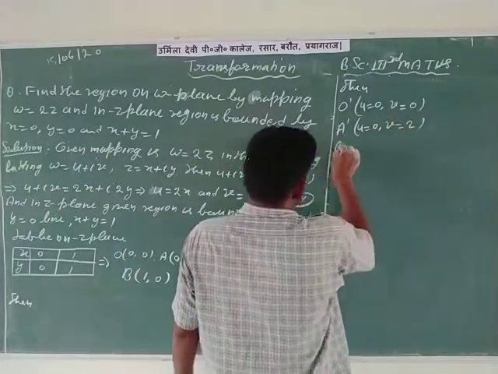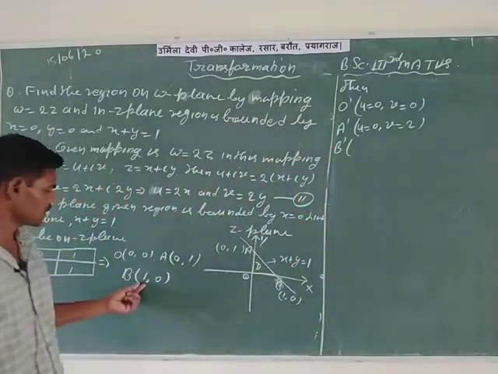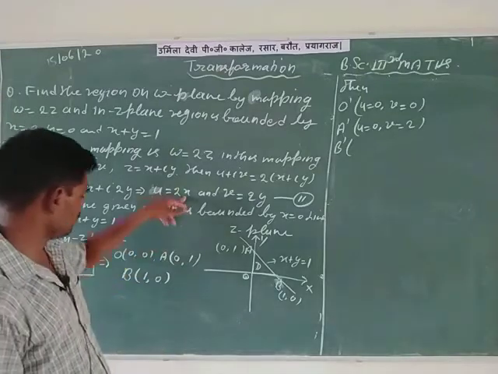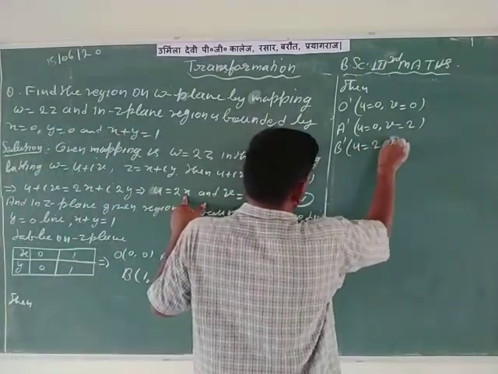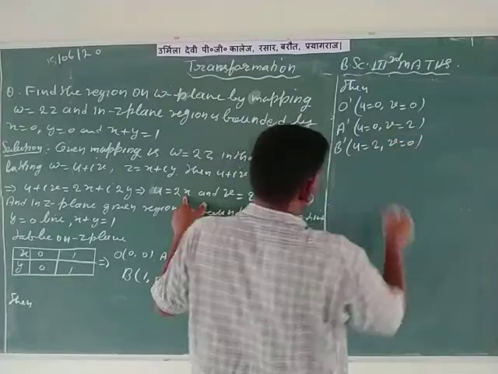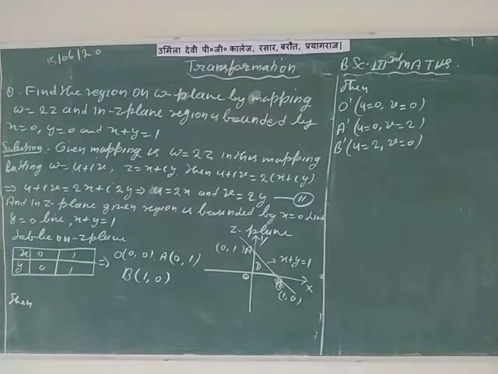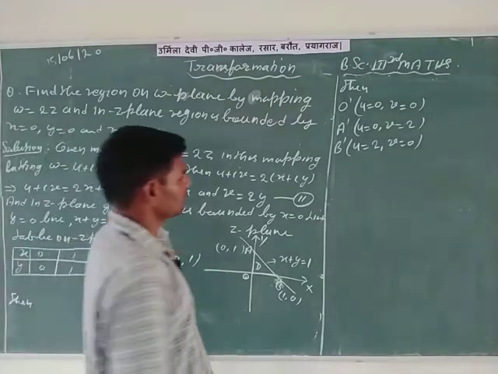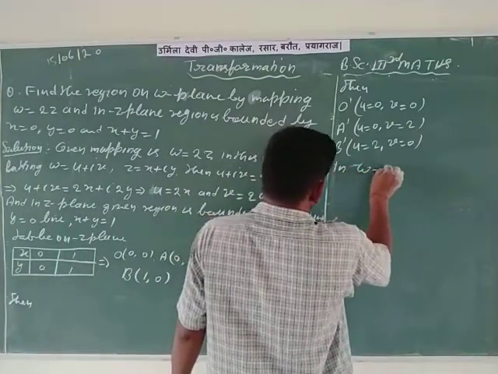At last, the corresponding point B dash. For B dash, putting the value of x equal to 1 and y equal to 0, so x equal to 1 means u is equal to 2 and v is equal to 0. These 3 points O dash, A dash, B dash all lie on the W plane.